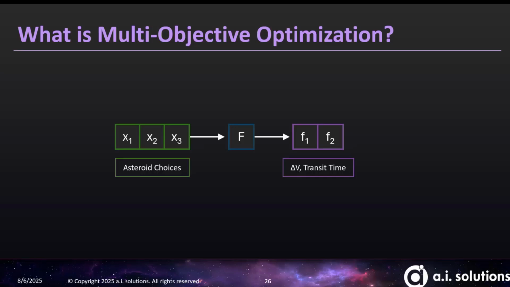So how do we find the Pareto front? We're going to start with variables, and the variables in this problem are going to be the asteroid choice variables. In other words, which asteroids are we going to visit? We're going to need to make a choice for each of the tour destinations. Then we'll need to define some function f that is going to take those variables as an input, and it's going to output the delta V and the transit time for the entire tour.